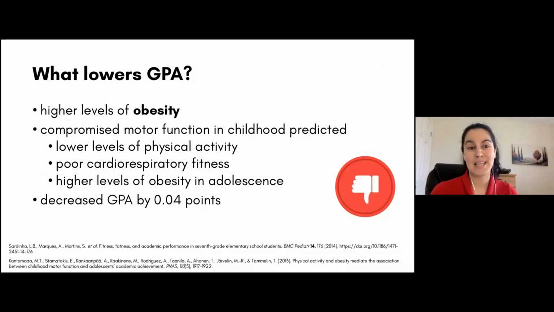Looking on the opposite side, what lowers GPA? Higher levels of obesity were found to be associated with a lower GPA. And of course, this can also be related to a sedentary lifestyle. And many students and workers who are now staying at home may have this challenge as we are sitting around, we're not really going outside of our houses much. So we need to be able to work on our physical activity.